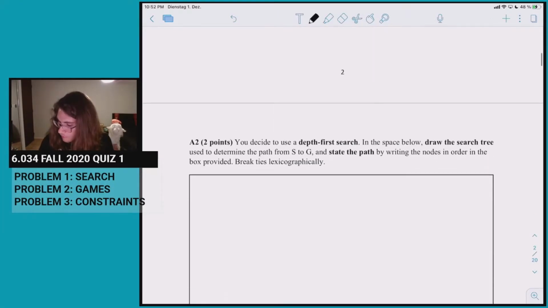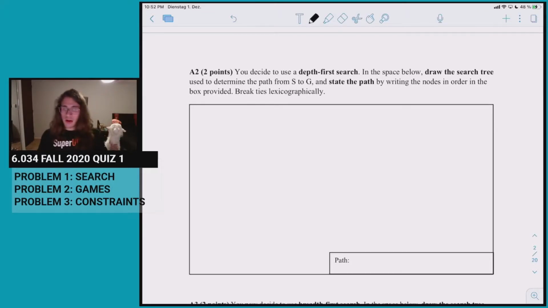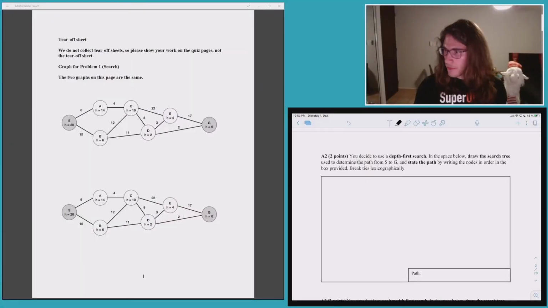Now I'm going to conduct a depth first search on that graph in the hopes of finding goal node G. Regardless of the path, I just have to use depth first search. I see that the graph is now out of view. Included in every test, of course, is a set of tear-off sheets in which you have copies of the multiple diagrams and graphs in the test for your own benefit. I'm going to project it here, and I'll be referencing the graph on the screen as I work on this depth first search problem.